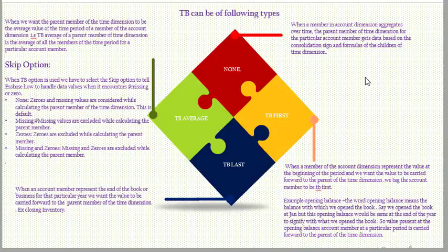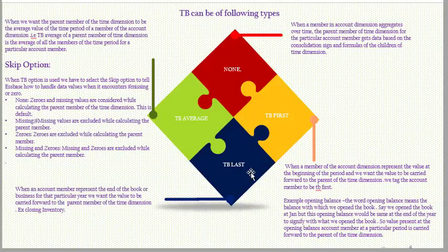When a member of the account dimension represents the value at the beginning of the period, and we want the value to be carried forward to the parent of the time dimension, we tag the account member to be TB first. Example, opening balance. The word opening balance means the balance with which we opened the book. Say we opened the book in Jan, but this opening balance would be the same at the end of the year to signify what we opened the book with. So the value present at the opening balance account member at a particular period is carried forward to the parent of the time dimension.